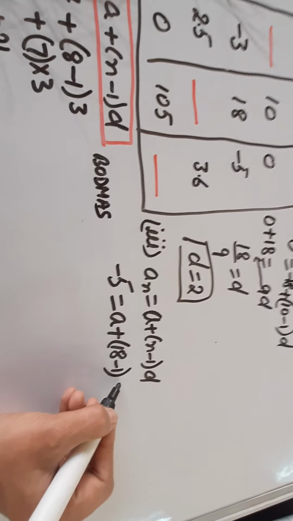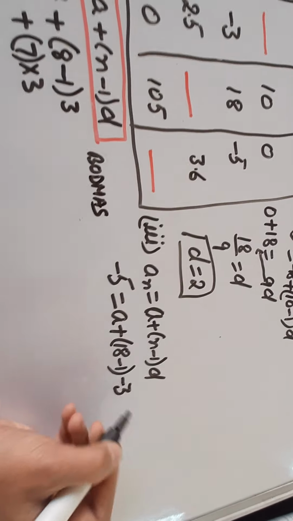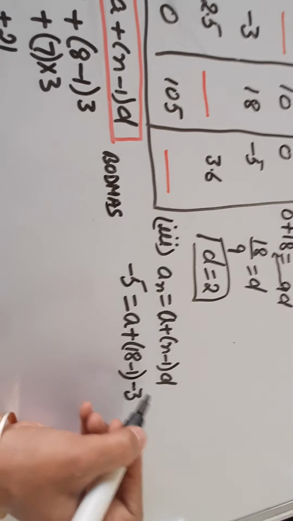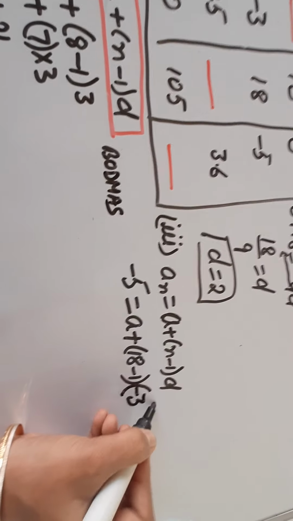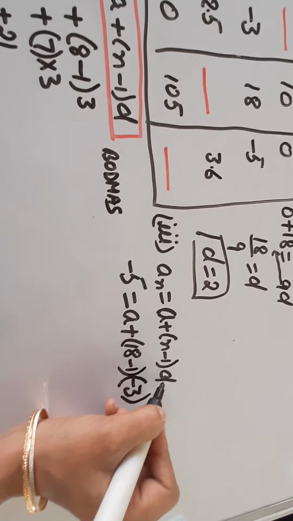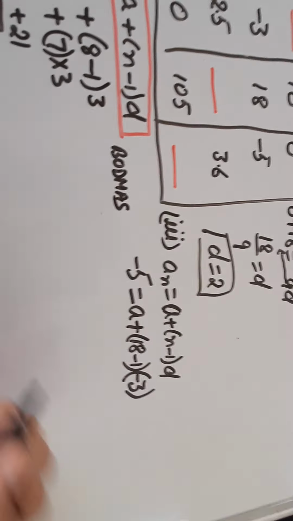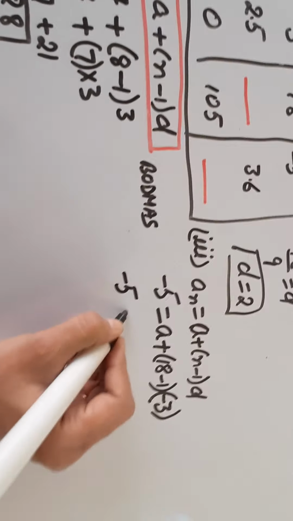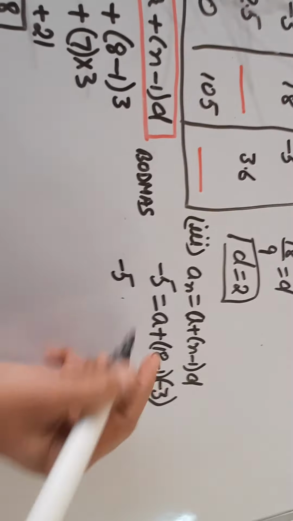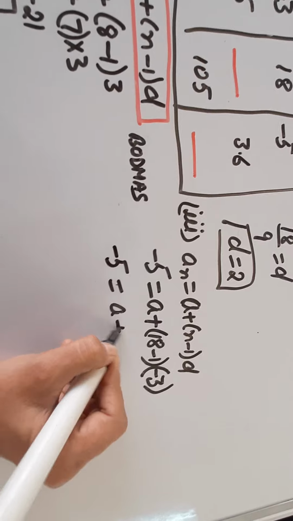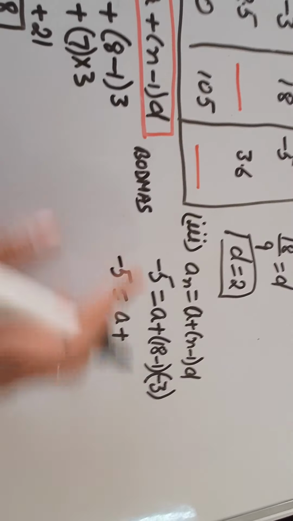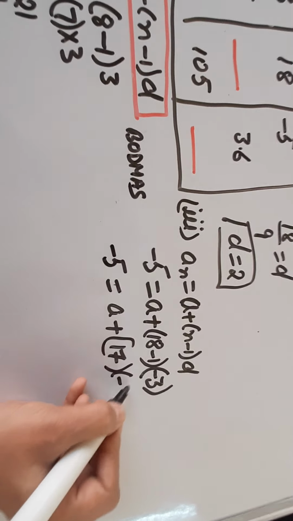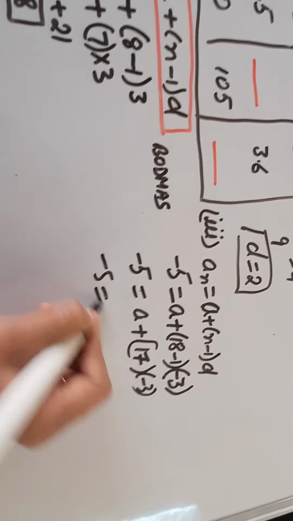Now be very careful. If you write without the bracket, it will look like you are subtracting 3. So that's why you should put it in the bracket, because it is getting multiplied by the bracket. So be very careful at this step. So minus 5 is equal to a plus. Then again move according to the BODMAS property. 18 minus 1 is 17 and multiplied by minus 3. Now just solve it and get the answer.